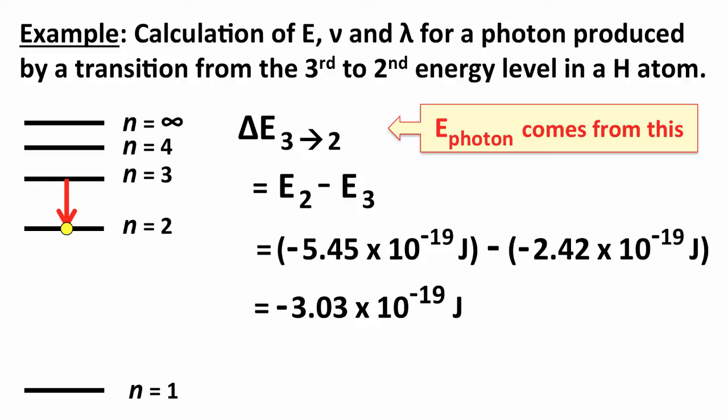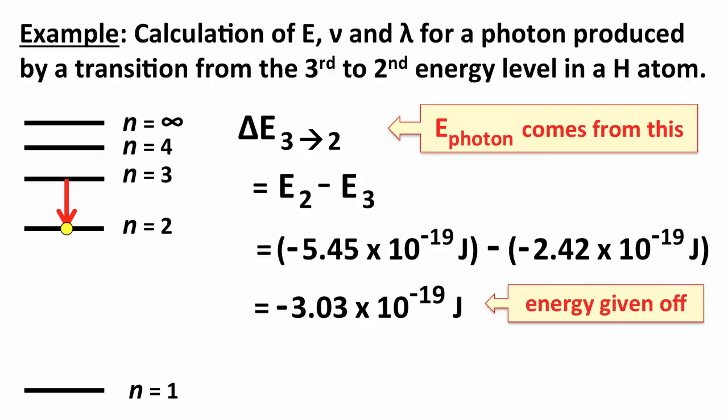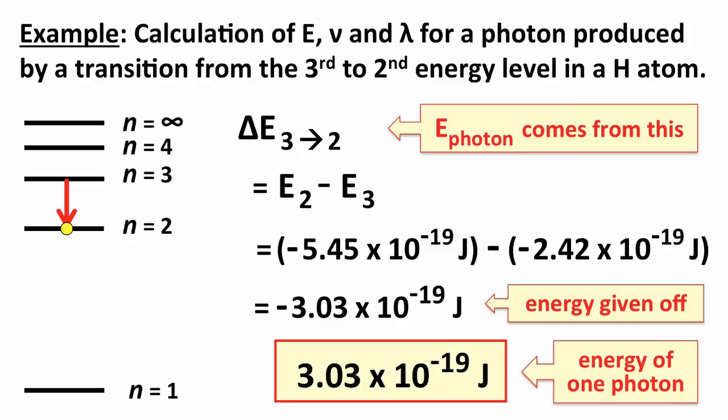Now notice that's a negative value because energy is given off. So the change in energy level, or difference in energy level when we start at higher energy and go to lower, is going to be a negative value indicating that energy is given off. But now the energy is given off in the form of a photon, and the photon has an energy of positive 3.03 times 10 to the minus 19th joules. So we've now answered part 1 of this question. The energy of a photon produced by the 3 to 2 transition for hydrogen is 3.03 times 10 to the minus 19th joules.